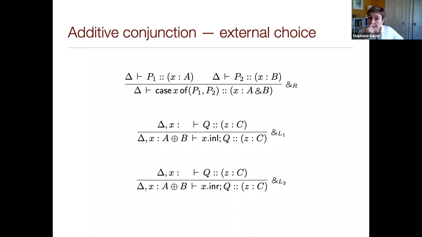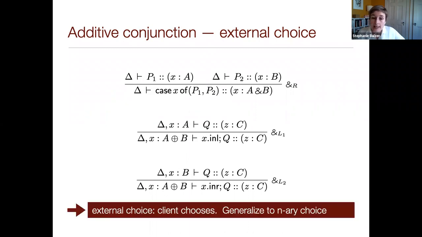Previously, for the internal choice, we had two right rules. Because the external choice is somewhat the dual of the internal one, we now have two left rules. Here it is actually the client that chooses a label. So the client sends either the label inleft or inright. If it sends inleft, then in the continuation the channel X is of type A. Otherwise, the channel X is of type B. And just to summarize, external choice can also be generalized to n-ary choices.